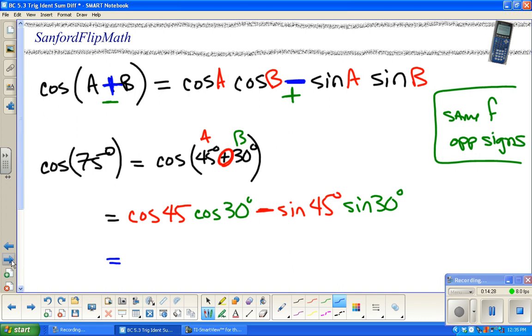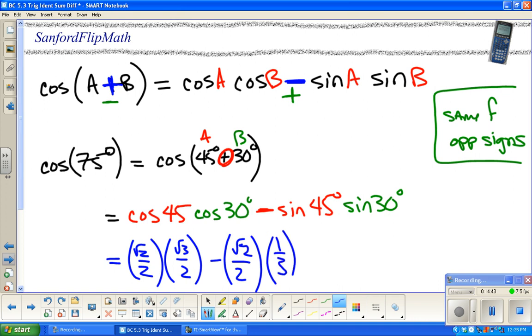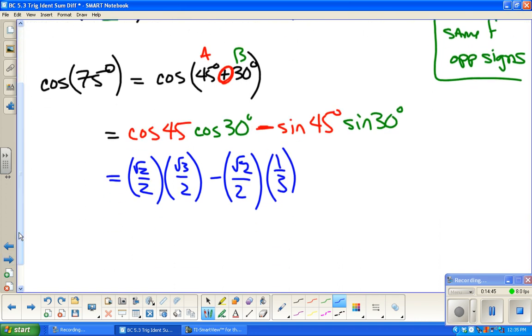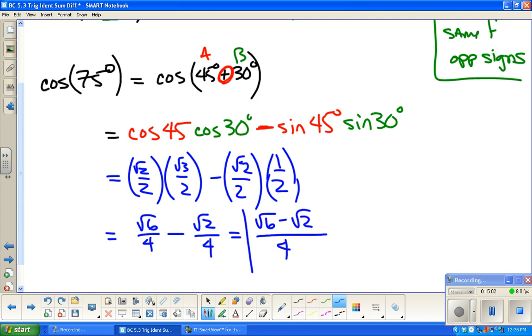All right, same unit circle setup. Cosine of 45 is square root of 2 over 2. Cosine of 30, sine of 45, sine of 30. Told you these numbers come up a lot. So square root of 6 over 4 minus square root of 2 over 4, square root of 6 minus square root of 2, and you still can't subtract them.